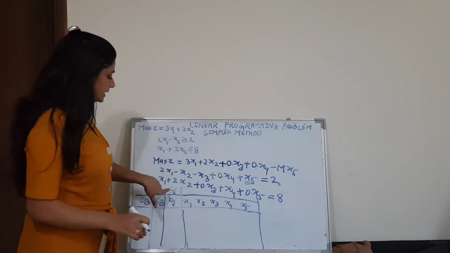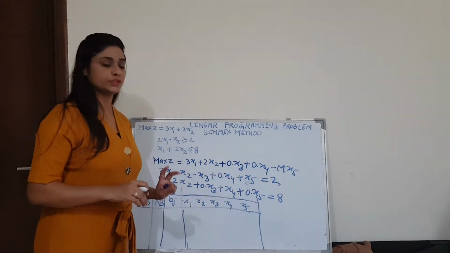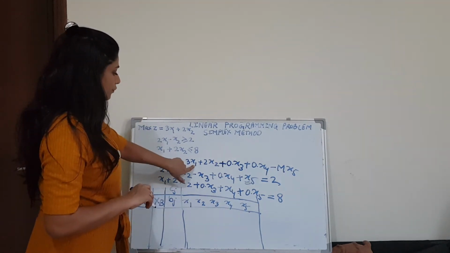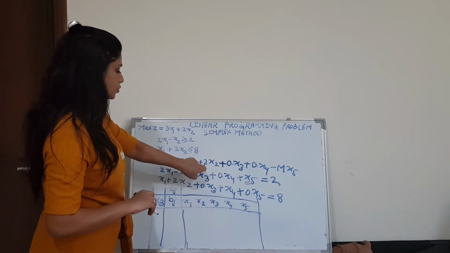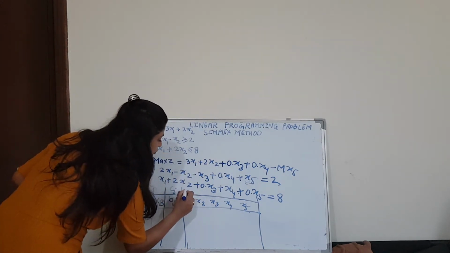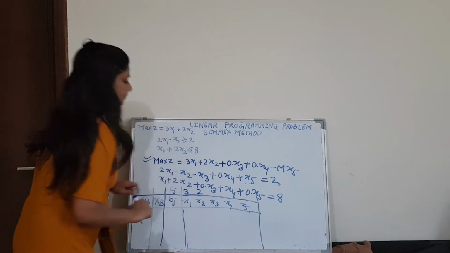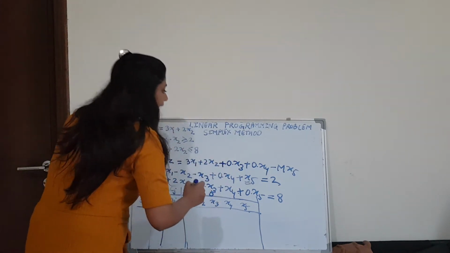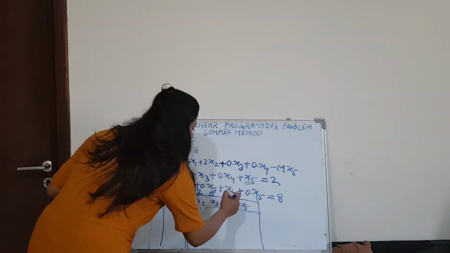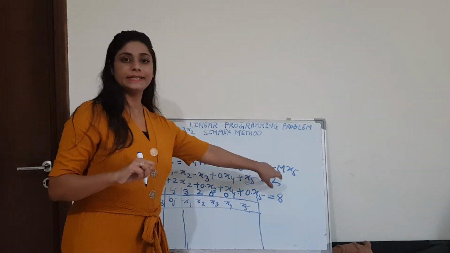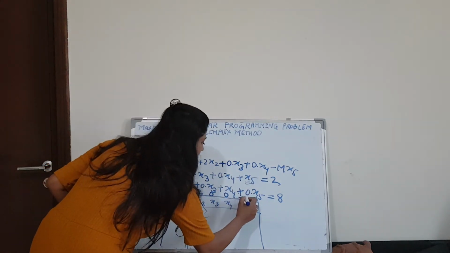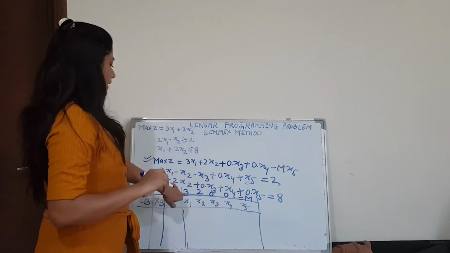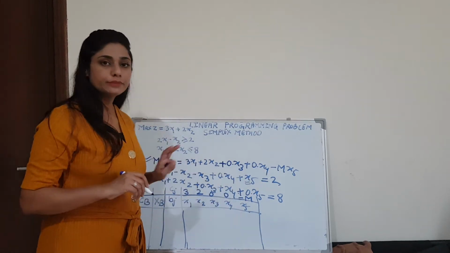So Cj is the coefficients of all variables. Coefficients we always take from this equation. x1 coefficient is 3, x2 coefficient is 2, x3 coefficient is 0, x4 coefficient is 0 and x5 coefficient is minus m. So these are the coefficients of x1, x2, x3, x4, x5.